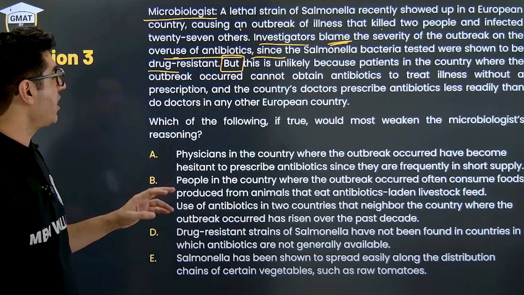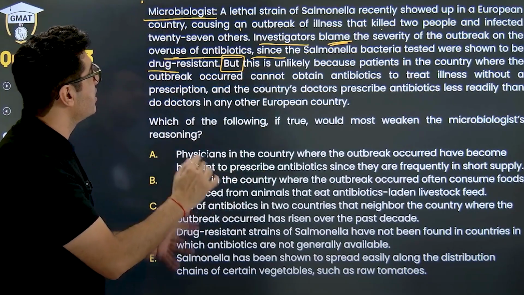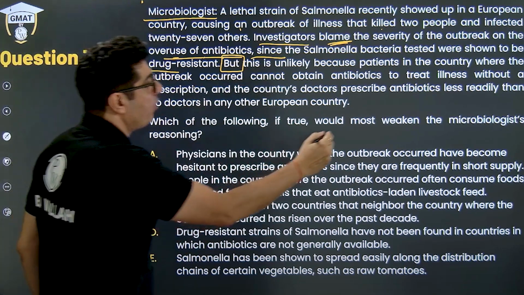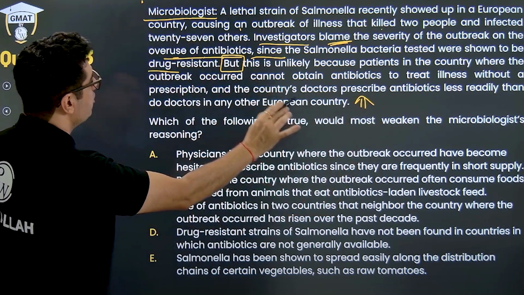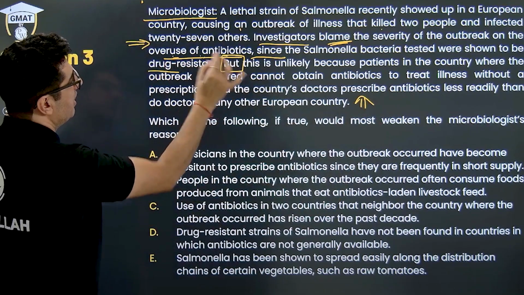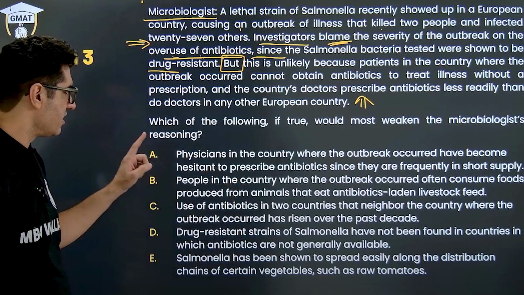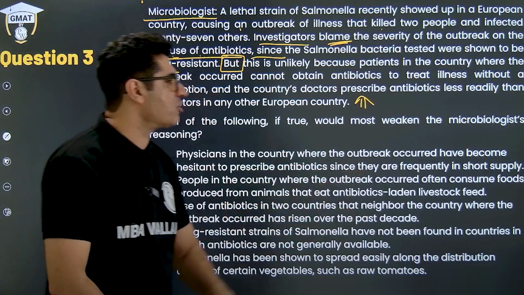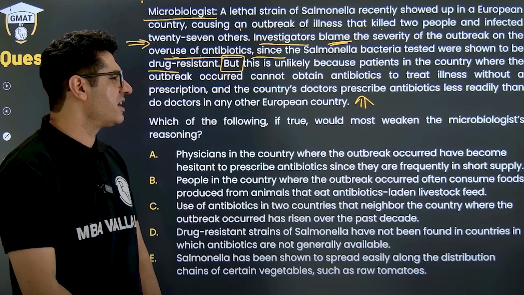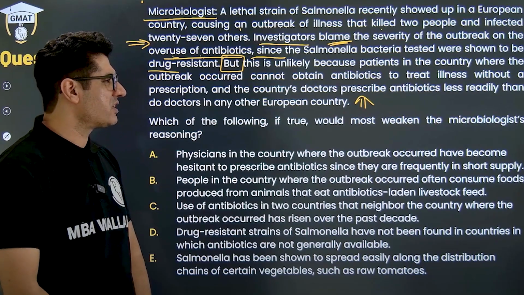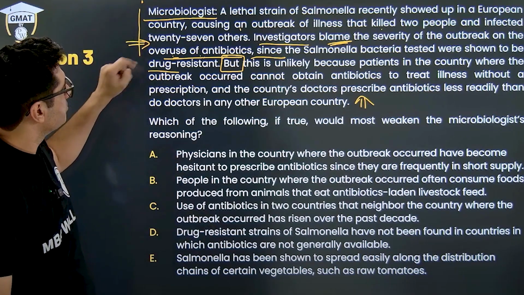अब हमको क्या करना है, हमें माइक्रोबायोलॉजिस्ट की रीजनिंग को वीकन करना है, ऑथर की नहीं, यानी कि we want to further support this part that it's not caused by overuse of antibiotics and weaken this part that says that it is caused by overuse of antibiotics. So let's start. A, physicians in the country where the outbreak occurred have become hesitant to prescribe antibiotics since they are frequently in short supply. Does it weaken? It does.